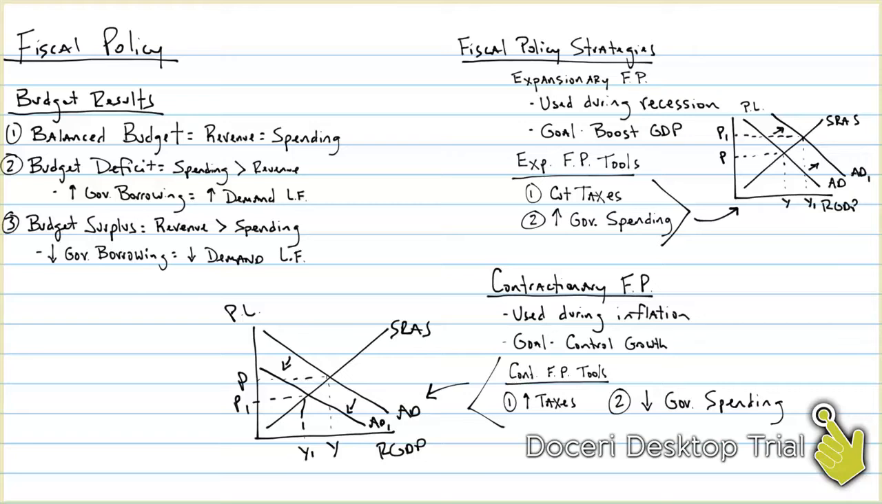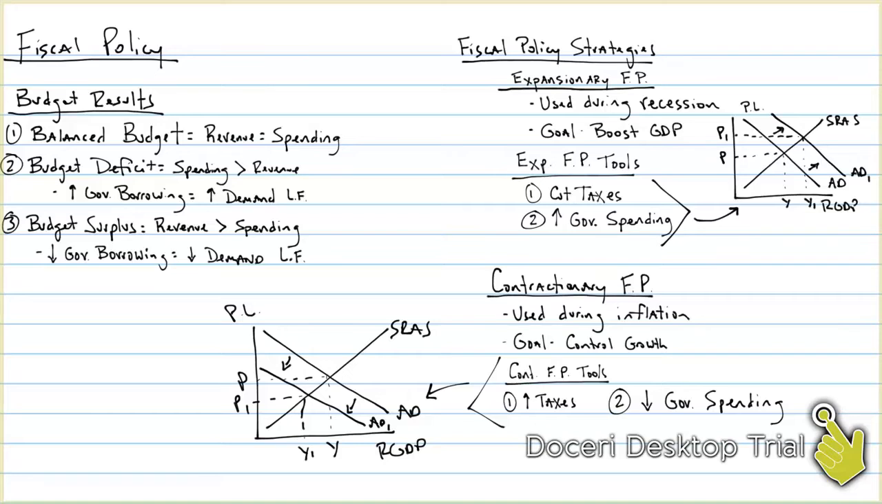Now, next, we're going to focus specifically on what we call fiscal policy strategies. Fiscal policy is designed to stabilize the economy. And there are two different ways that we can use fiscal policy to try to do that. The first is what we call expansionary fiscal policy, and that's our most common fiscal policy strategy. Typically, we're going to want to use this strategy when the economy is not doing well, so during a recession. And the goal is to give the GDP a boost.